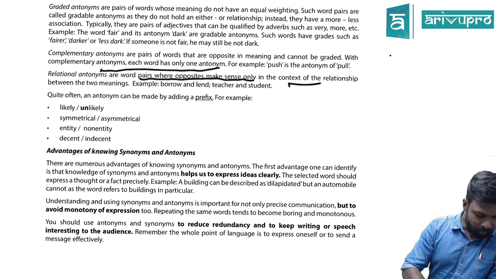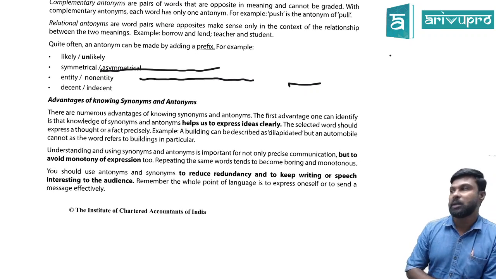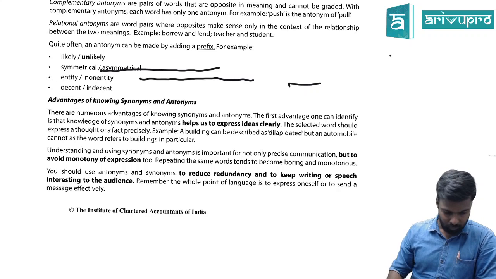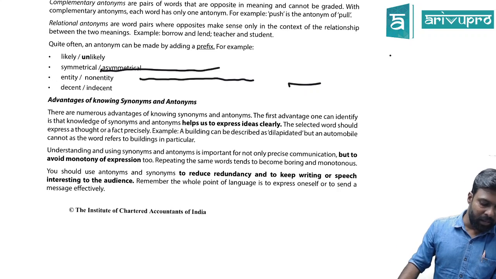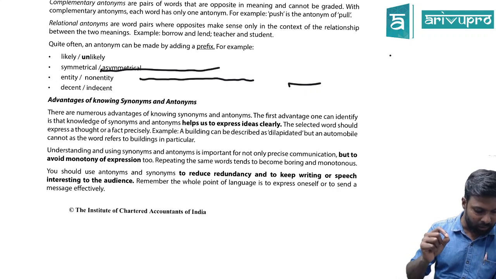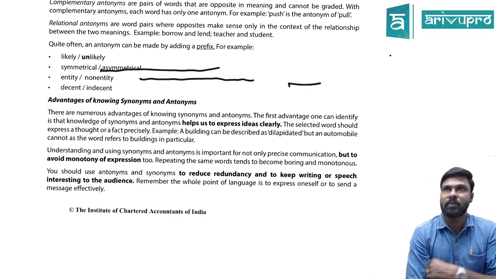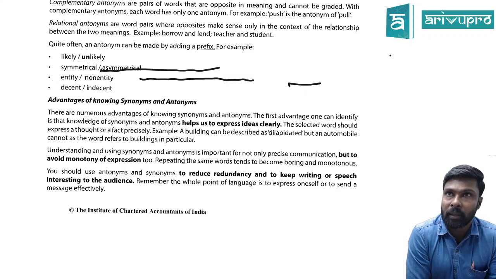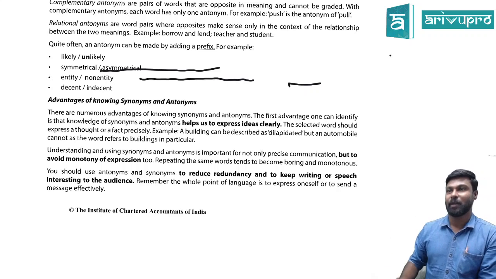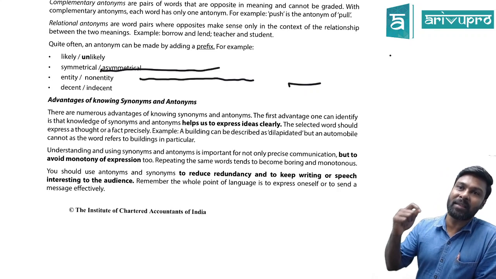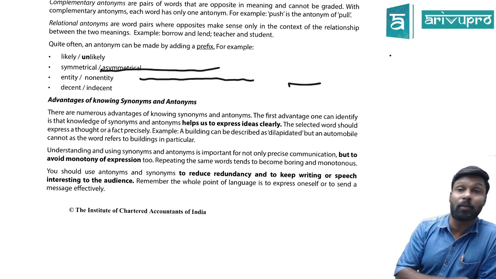Right? So what are the advantages of knowing synonyms and antonyms? There are numerous advantages. The first advantage one can identify is that knowledge of synonyms and antonyms helps us to express ideas clearly. Let me see if I can make you understand this way. Certain people speak, but when they speak, suddenly they get stuck. Why do they get stuck? They search for words. Why? Because they may not necessarily know the apt word to use in that context.